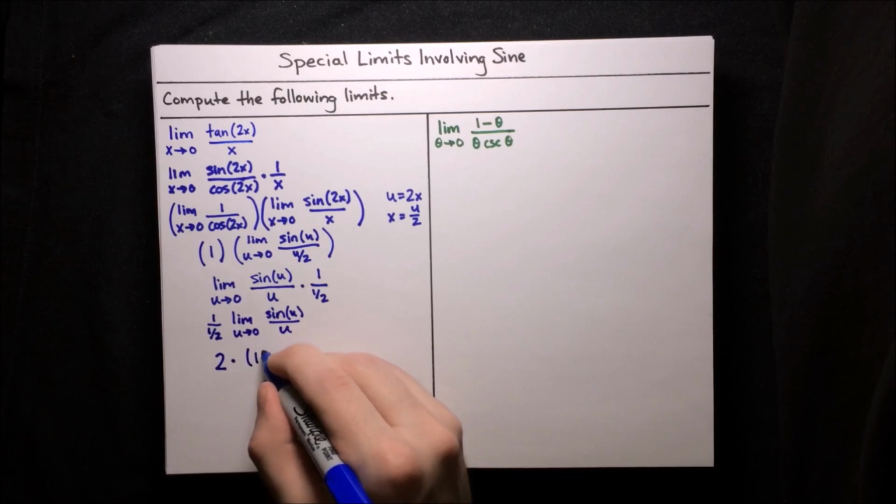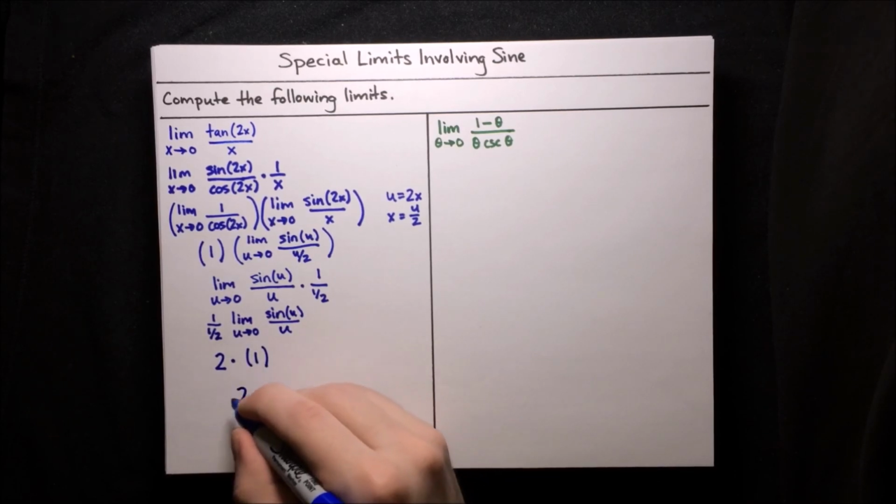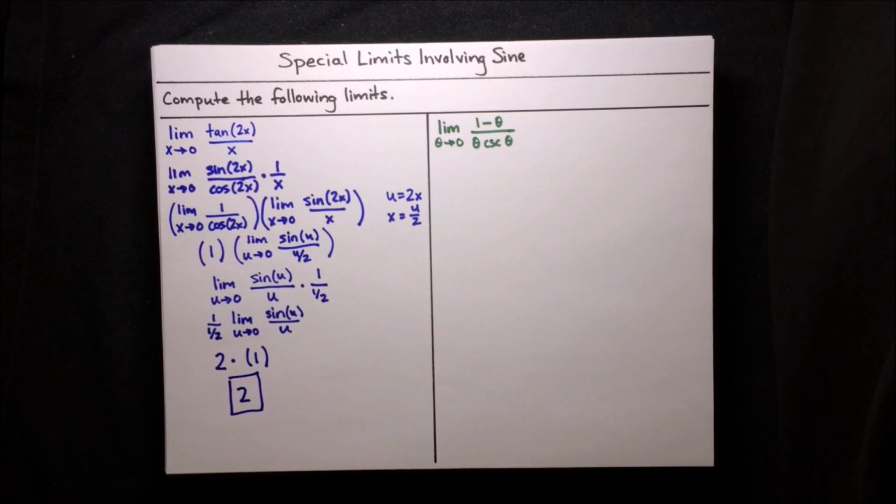That limit is just 1, as we know. 2 times 1, that's just 2. So there we go, that's the value of the limit, it's 2.